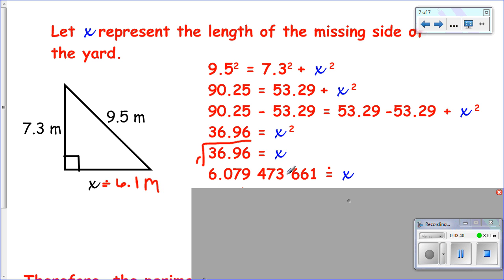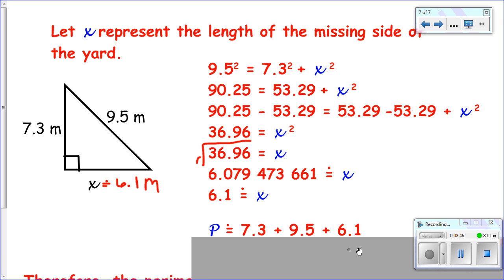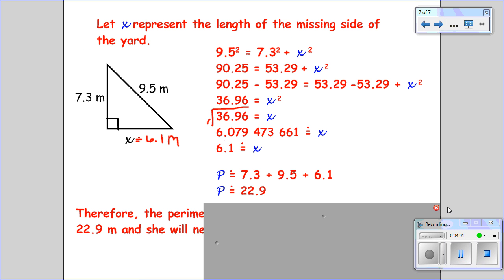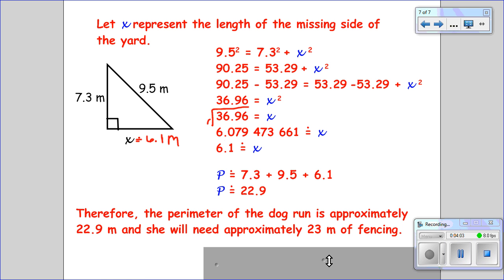So how do I find the perimeter and know how much fence I need? I just add everything up. So the perimeter is approximately, because 6.1 is a rounded number, 7.3 plus 9.5 plus 6.1 to give me 22.9. And it's a word problem, so to end any word problem, of course, we need a sentence answer. Therefore, the perimeter of the dog run is approximately 22.9 meters, and she will need approximately 23 meters of fencing.